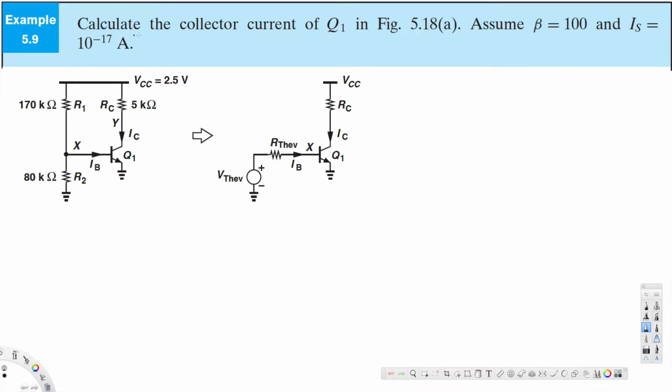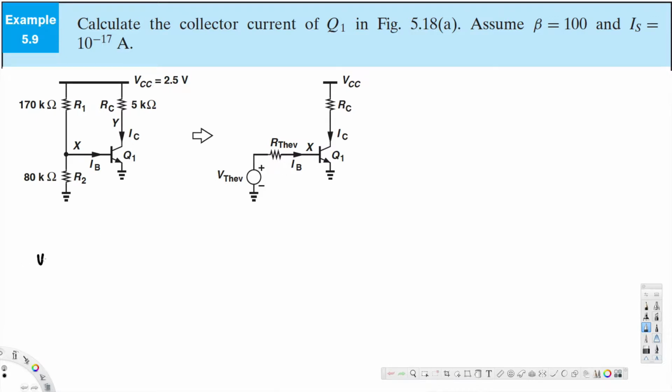Let's look at this problem right here. This question is asking: calculate the collector current of Q1 in figure 5.18a. Assume beta is equal to 100 and Is is equal to 10 to the power minus 17 ampere. Now first let's go ahead and find out the VThevenin. Here you can see the Thevenin equivalent circuit of this one. Okay, here we have the Thevenin equivalent circuit.